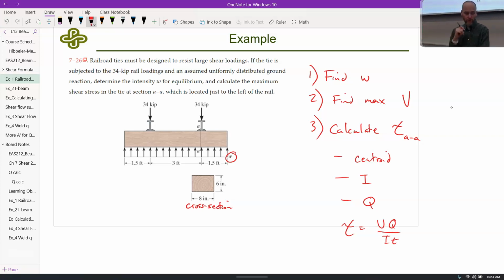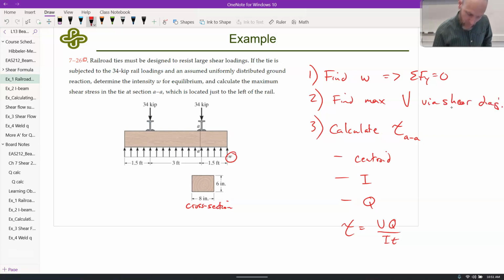How are we going to accomplish step one? Yeah, that's just going to be summation of forces in the y direction. So you should be able to go ahead and jump in, calculate that. Once you have that magnitude of W, then you've got your load diagram that's complete. You should be able to plot your shear diagram. So let's take a couple minutes. I'll let you work through that. I'll wander around for your questions.